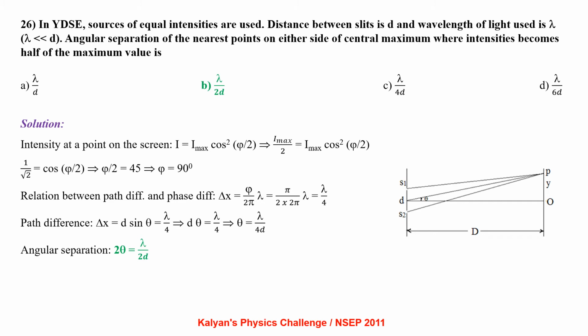Relation between path difference and phase difference: delta x equal to phi by 2 pi into lambda, which gives us the path difference to be lambda by 4. Now path difference delta x equal to d sin theta, that is equal to lambda by 4, which gives us theta equal to lambda by 4d. Since we need to find the angle on either side of the central maximum, it is 2 theta, which comes out to be lambda by 2d.